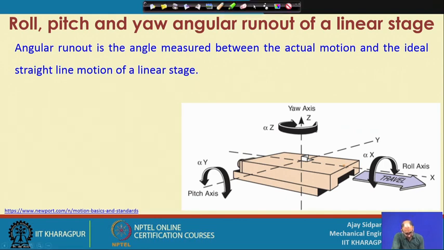Now, this is our linear stage, this is the travel, and we are rotating in this direction only. So, that is the rotation around the x axis. If that is the case, then our z axis will create another rotation here. Suppose it is not exactly in the flat direction, then it will create a pitch, that is the rotation around the y axis. Yaw is rotation around the z axis, and roll is rotation around the x axis.